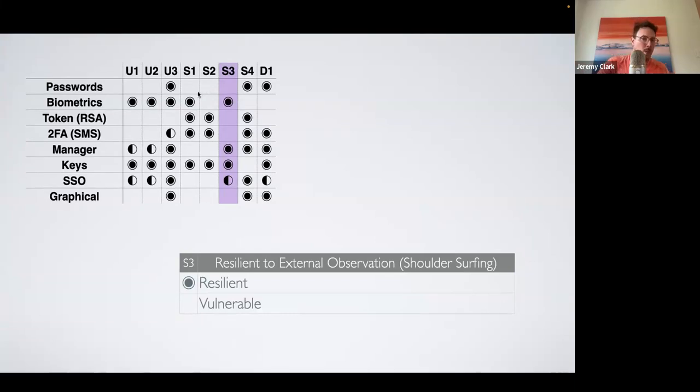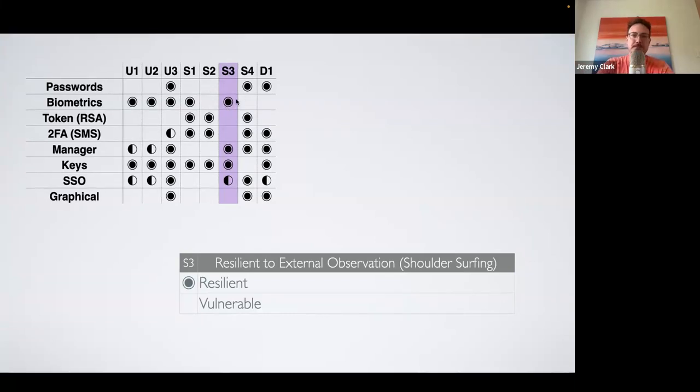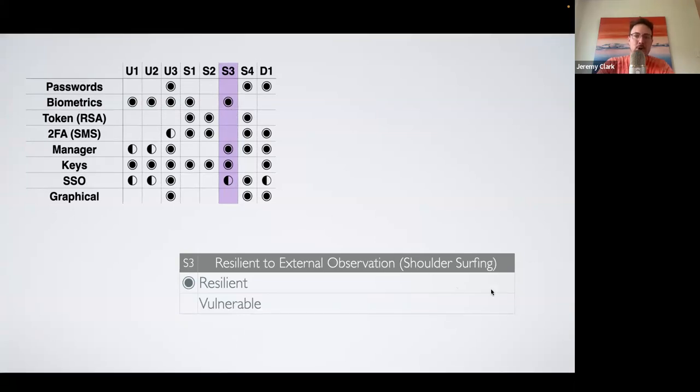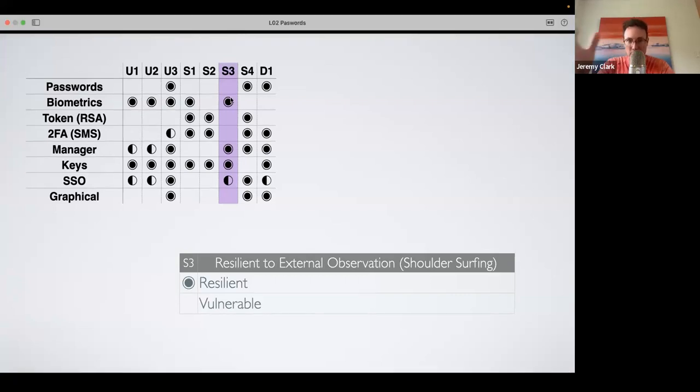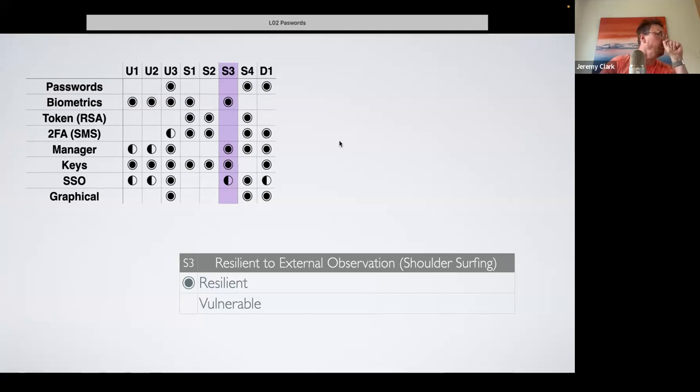So, it sort of comes down to how you define it. But for a casual, it couldn't be surfed as casually as you putting a swipe pattern into a phone while I'm watching you do it. A key is the same. It's a file that's on your computer, so there's nothing to observe. You don't actually type anything. It just automatically gets sent across.